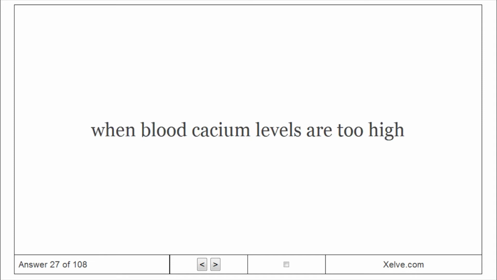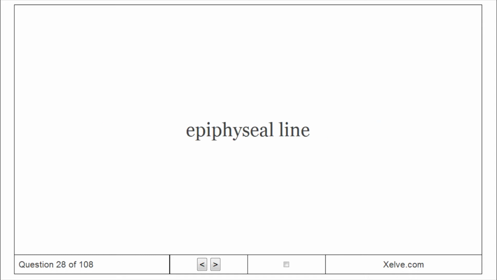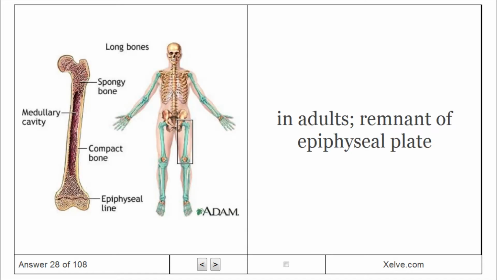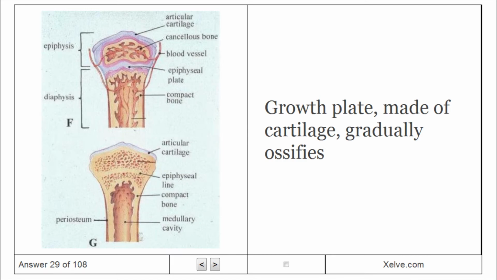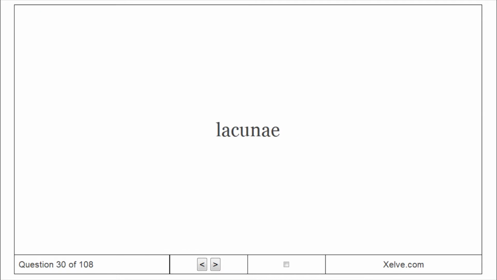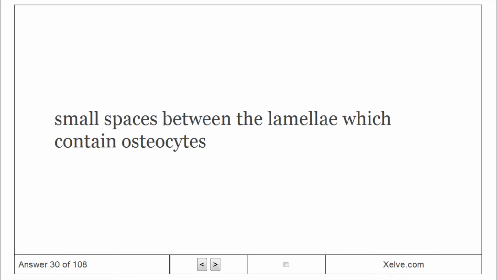Hypercalcemia: when blood calcium levels are too high. Epiphyseal line: in adults, the remnant of the epiphyseal plate. Epiphyseal plate: the growth plate, made of cartilage, which gradually ossifies. Lacunae: small spaces between the lamellae which contain osteocytes.